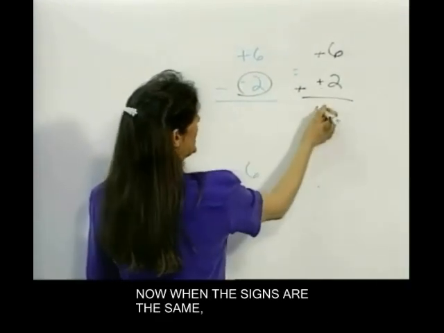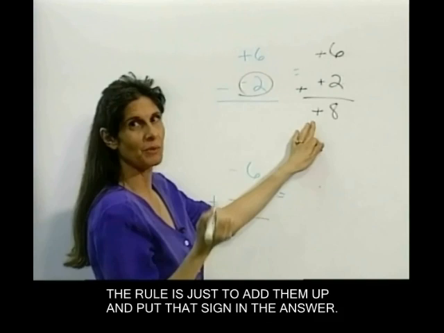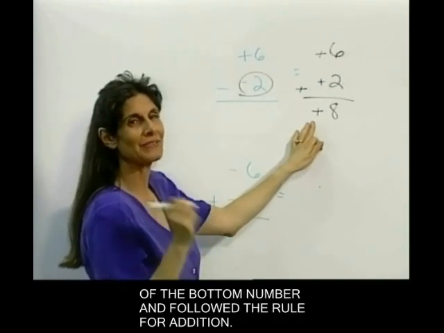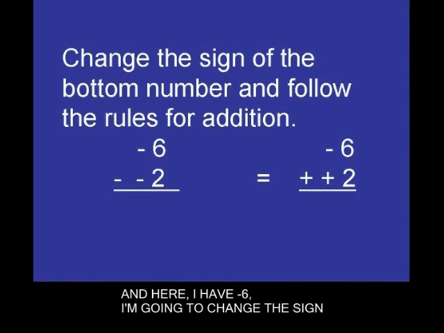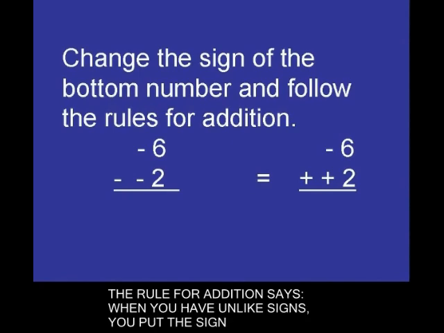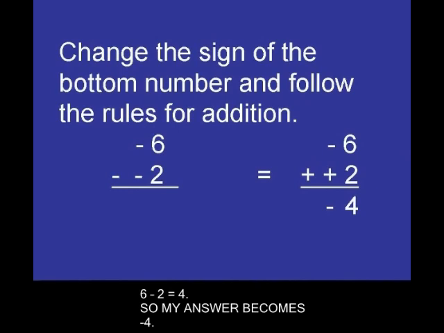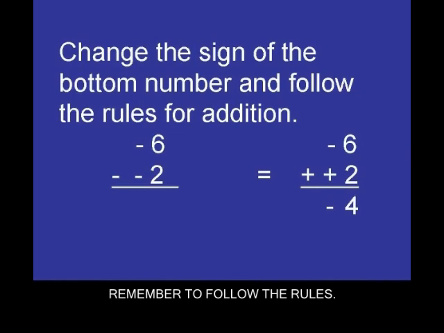Now when the signs are the same, the rule is just to add them up and put that sign in the answer. So what did I do? I changed the sign of the bottom number, follow the rule for addition. And here I have a minus 6. I'm going to change the sign of the bottom number and follow the rule for addition. The rule for addition says when you have unlike signs, you put the sign of the larger number in the answer and you subtract. 6 minus 2 is 4. So my answer becomes minus 4. Remember to follow the rules.